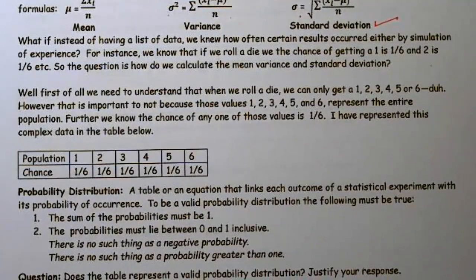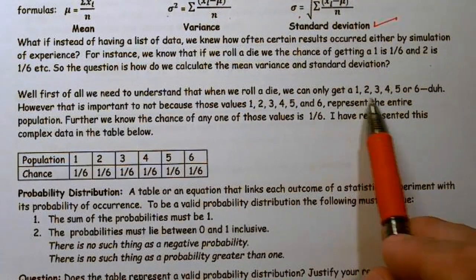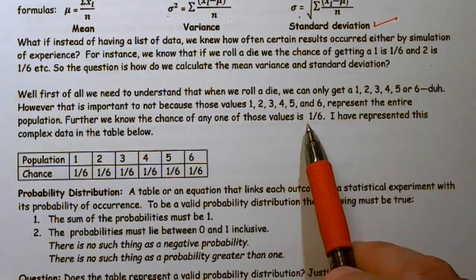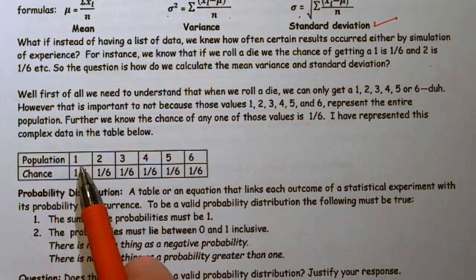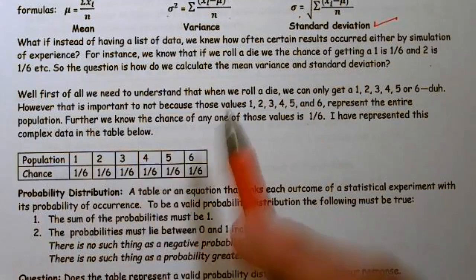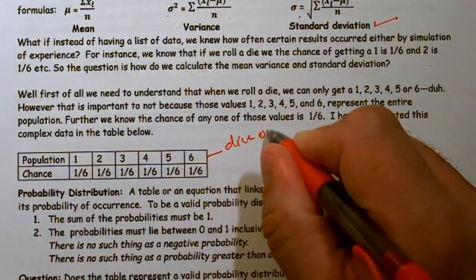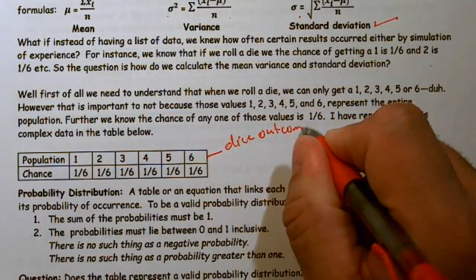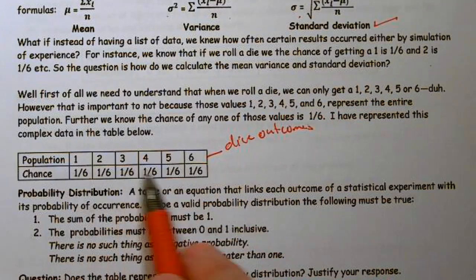Well, first we need to know what all the possible outcomes are. Rolling a dice, the only possibilities are 1, 2, 3, 4, 5, and 6. And in this case, the probability of getting any one of those is 1/6. Here it is represented in the table. These are our possible outcomes, the 1, 2, 3, 4, 5, and 6, so these are our dice outcomes. And these are our associated probabilities, the 1/6 for each one of them.